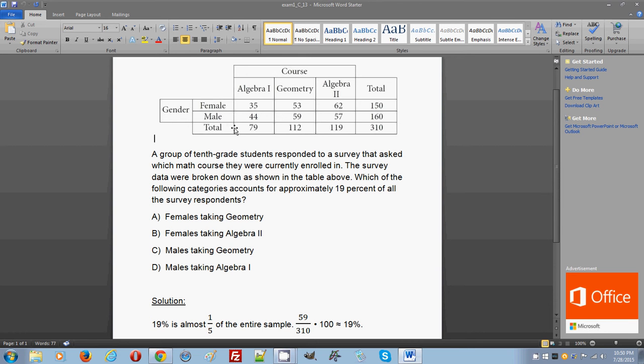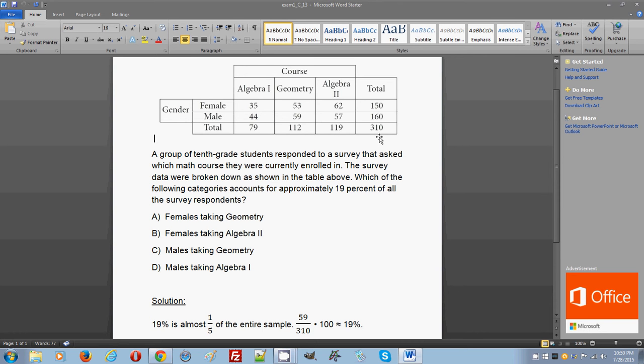Now, you must understand what this total means. The row total means that there are 79 students taking Algebra 1, and that includes males and females, right? This number, 35 plus 44. 112 students taking Geometry, which is the sum of these two numbers, 53 and 59. And 119 students taking Algebra 2, which is a sum of 62 and 57, right? 62 females plus 57 males equals 119 students taking Algebra 2 of the entire class.